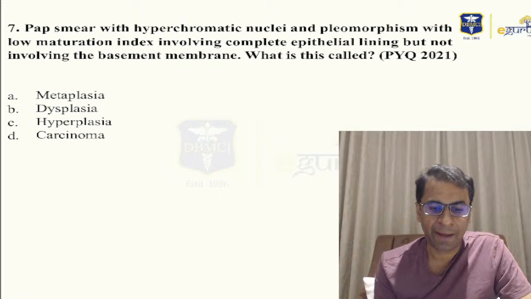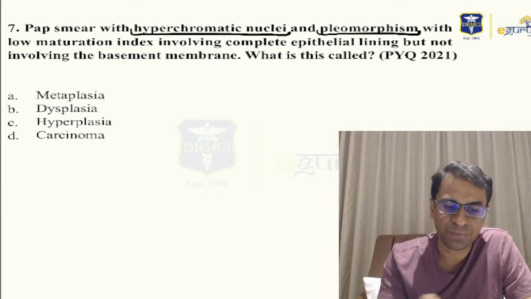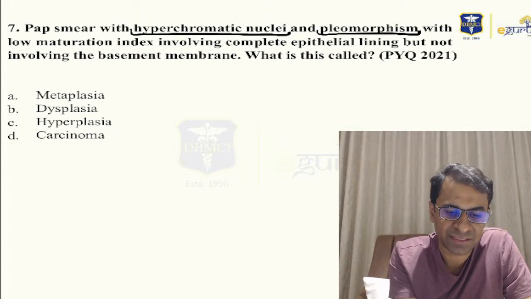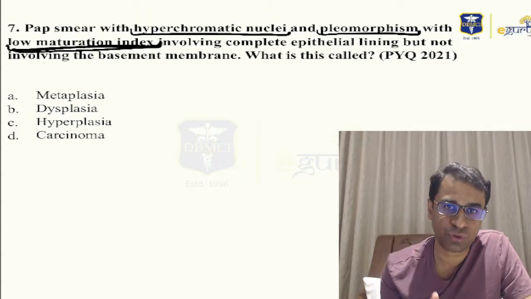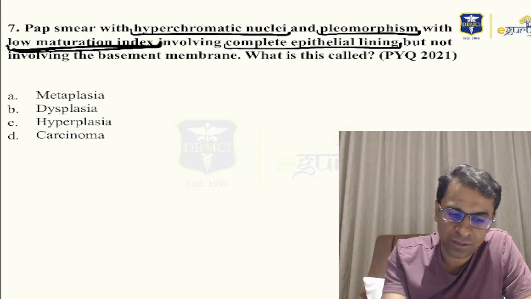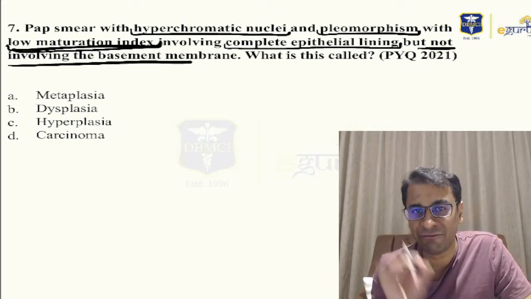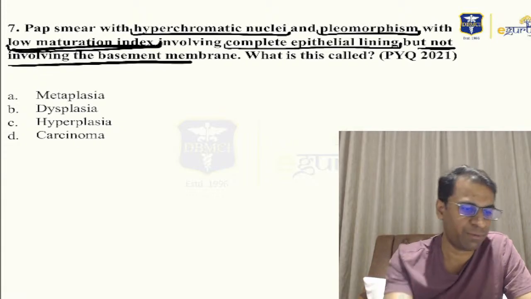Next question. Pap smear with hyperchromatic nuclei and pleomorphism with a low maturation index. Please remember this, low maturation index. The cells are not maturing. The cells are immature only. Having complete epithelial lining involvement, but not involving the basement membrane. Every line has importance. What do you say is the answer? Tell me, quickly. Tell me what is the answer.